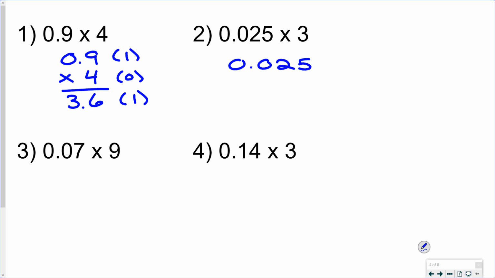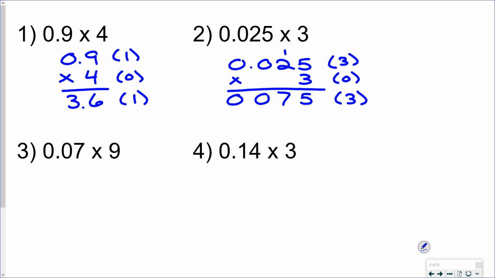25 thousandths times 3. 3 times 5 is 15. 3 times 2 is 6, plus 1 is 7. 3 times 0 is 0. 3 times 0 is 0. There are 3 digits behind the decimal point in 25 thousandths. There are none in 3. So your answer needs 3 digits behind the decimal point. So go right there between the zeros, and you have an answer of 75 thousandths.